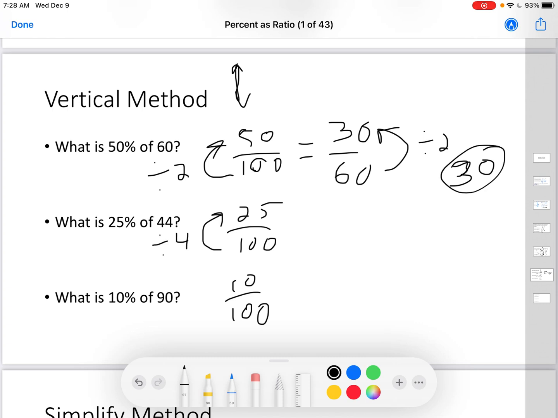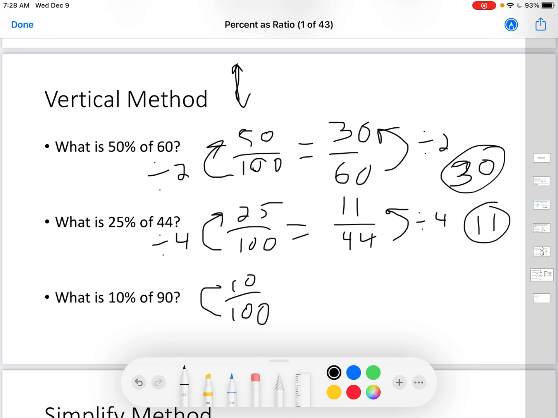I divide by 4. So we'll put out of 44. What do I do to 44? I divide by 4. What's 44 divided by 4? It's 11. So therefore, what is 25% of 44? It is 11. How do I go from 10%?